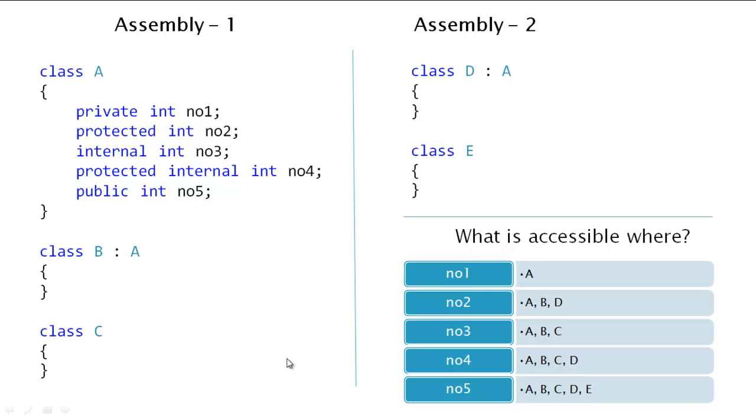But number 5 is declared as public, so it will be accessible to A, B, C, D, E. That means all classes of all assemblies.